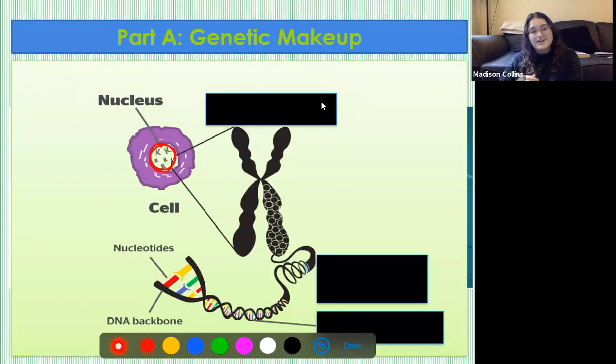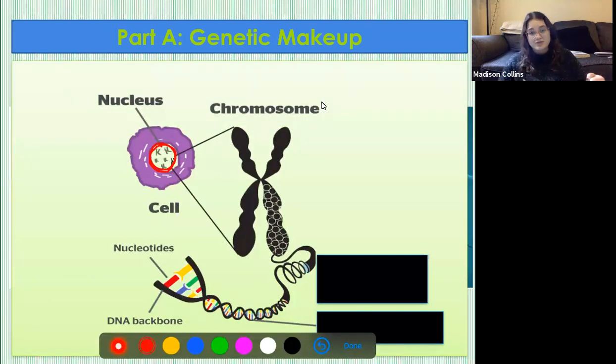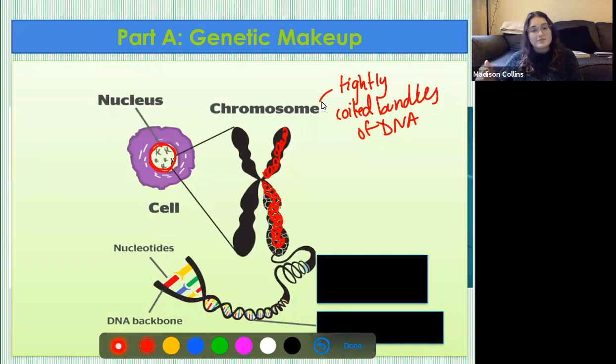There it is. Okay, so the nucleus is going to contain all of the genetic information. And if we zoom in, that genetic information is actually organized in these X-shaped structures called chromosomes. And chromosomes are just really tightly coiled bundles of DNA. If we were to zoom in even further on that chromosome, we would just find DNA that has been coiled and coiled really tightly into this X-shaped structure.